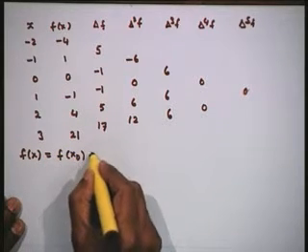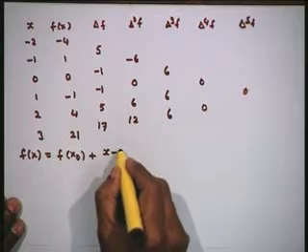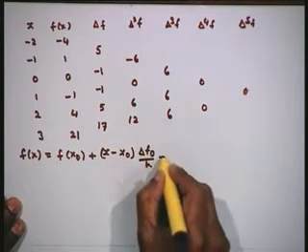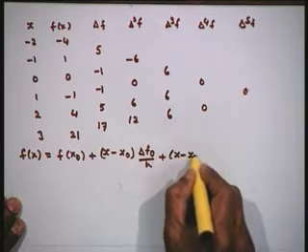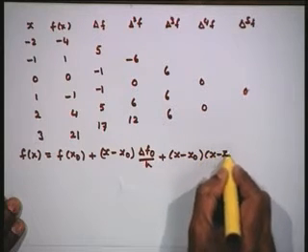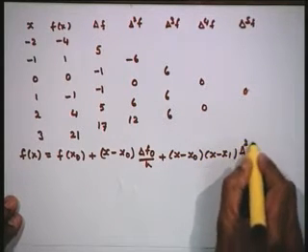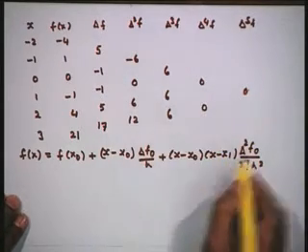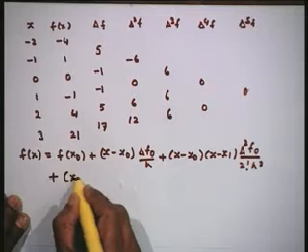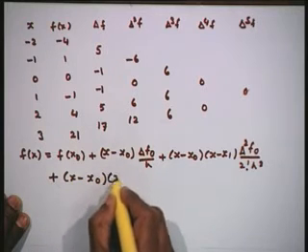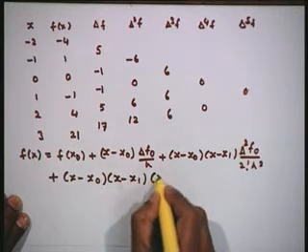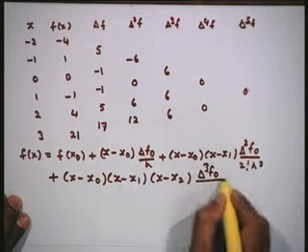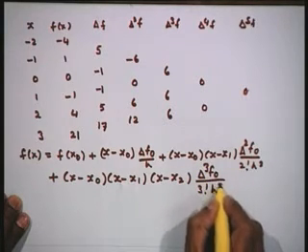f x naught plus x minus x naught delta f naught by h, plus x minus x naught, x minus x 1, delta squared f naught by factorial 2 h squared. We have third difference available. So, I must write down one more term: x minus x naught, x minus x 1, x minus x 2, delta cubed f naught by factorial 3 h cubed.